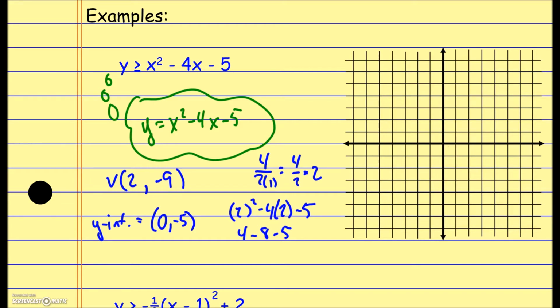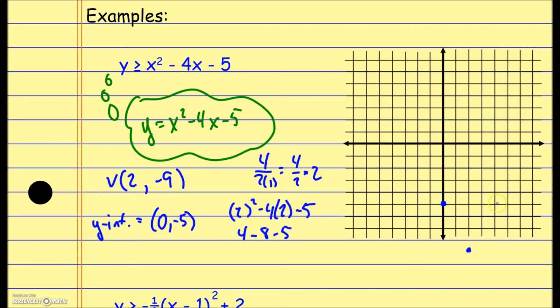And as I go to graph this thing, so let's see, I've got 2, negative 9, which doesn't look like it's going to really fit. I'll just extend the graph a little bit. So I'll do 2, negative 9. It's going to be right around here somewhere. And then the y-intercept of negative 5.